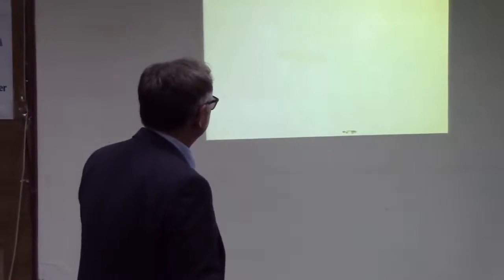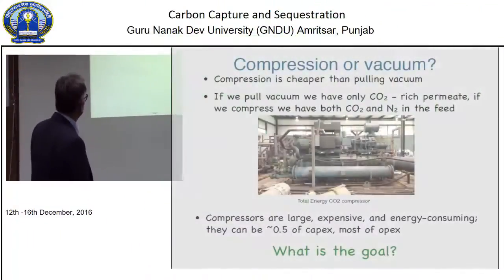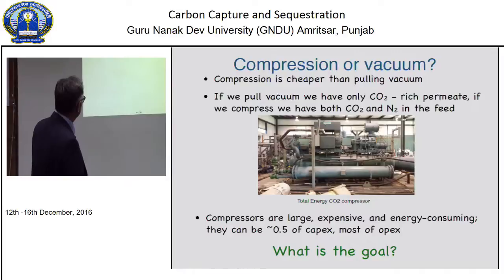So certainly compression is cheaper, it turns out. We know how to compress gases very well. And so that's a good idea. And if we pull a vacuum, we'll have only a CO2-rich permeate. And if we compress, we have to compress both gases. Downstream, we only have to vacuum one. So there's an advantage there to vacuum.